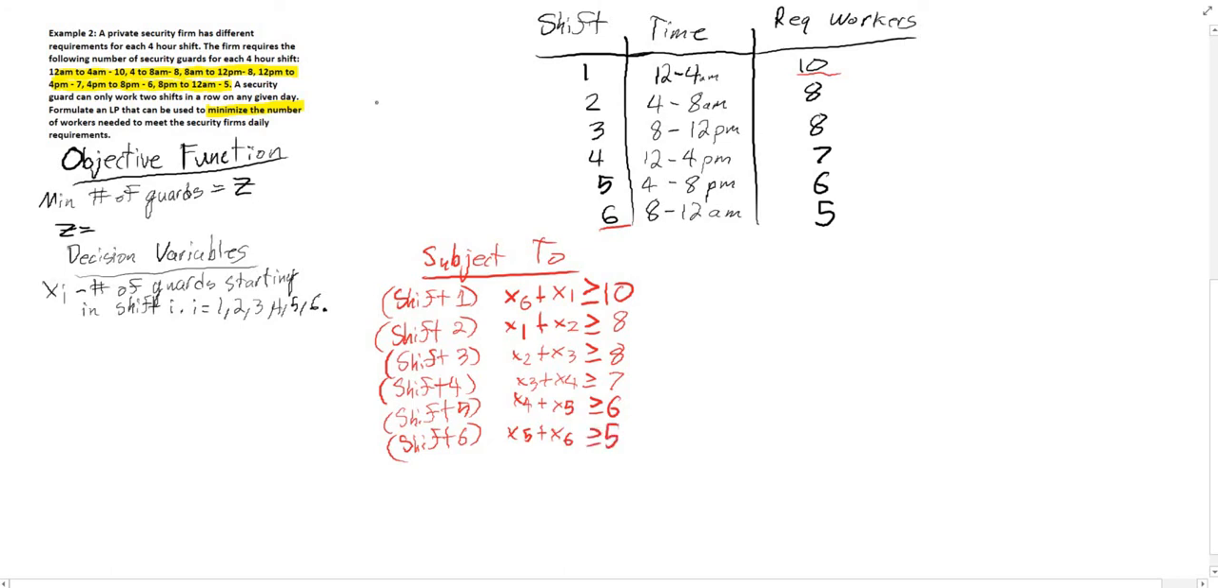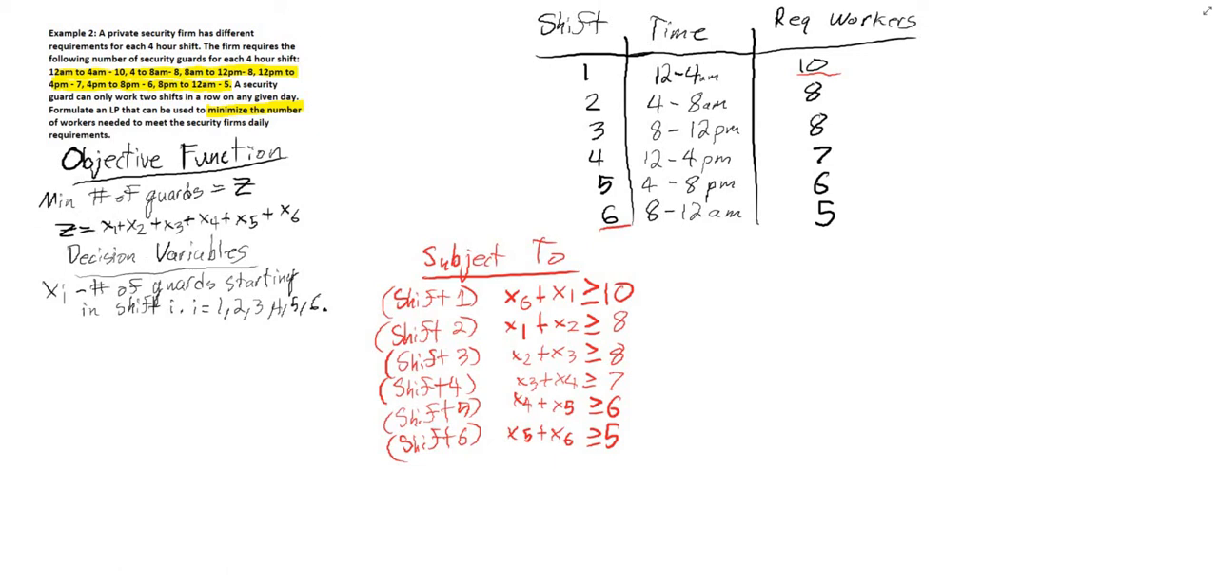So now we've gone through and we've actually found the minimum number required that the security firm needs to hire. We also need to define our z as x1 plus x2 plus x3 plus x4 plus x5 plus x6. So each worker starting in a shift is being added together to find your number of guards, and you're trying to minimize that.